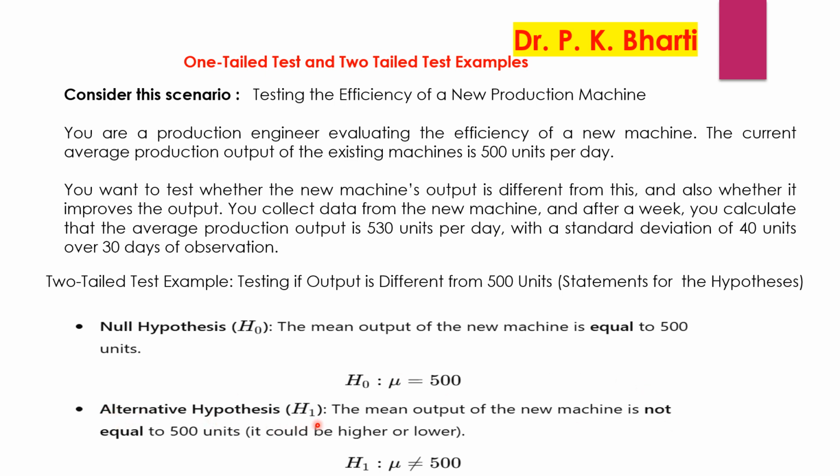Similarly, we will select an alternate hypothesis that the mean output of the new machine is not equal to 500 units. Here we have not selected that mean output of the new machine is more than 500 units or less than 500 units. We have only selected that the mean output of the new machine is not equal to 500 units. That is H1: mu is not equal to 500. This will be our alternate hypothesis for this example.